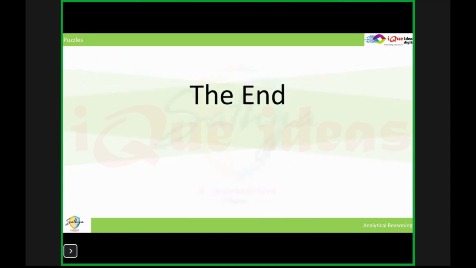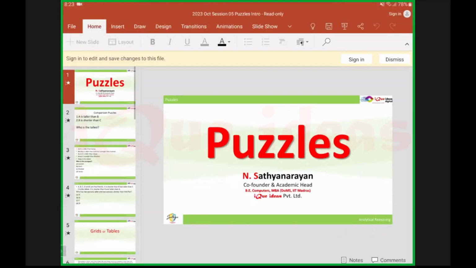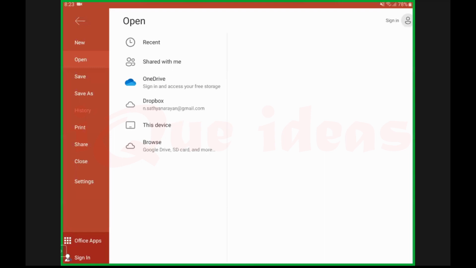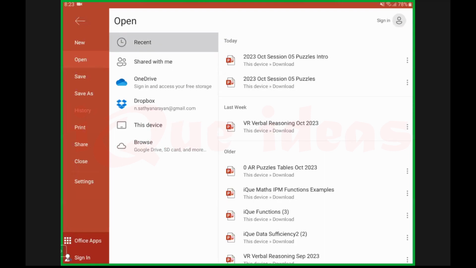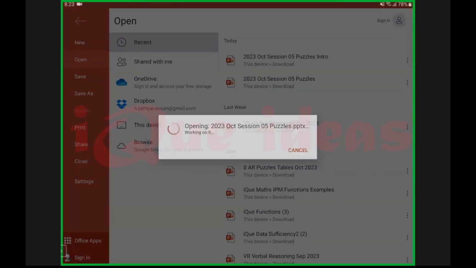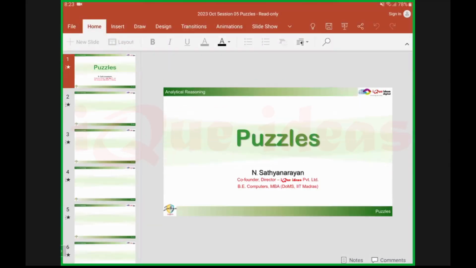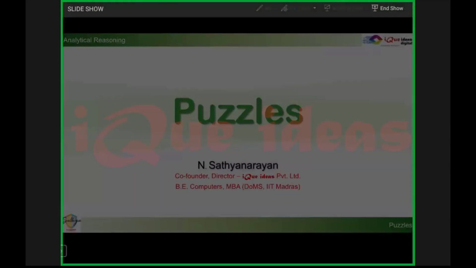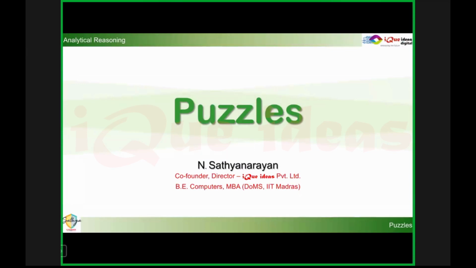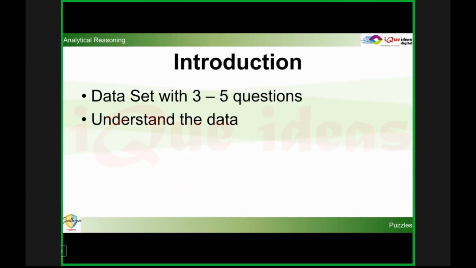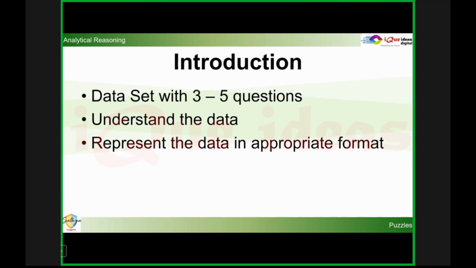So these are the basic types of puzzles which could be asked in the examination. I'm going to now put up some practice questions on the screen. So what I will do is I'll put up the question and I'll give you some time. You can try to solve that puzzle and then I'll show you the possible solution. So let's start with the first one. We already understood that puzzles are data sets. So we saw only one question, but a puzzle set will usually have 3 to 5 questions. So if you are able to solve it after understanding the data, then you will get 3 to 5 questions.